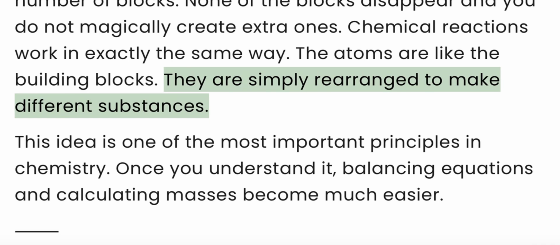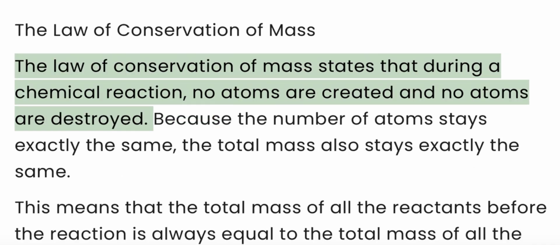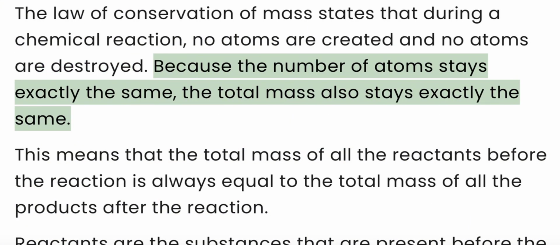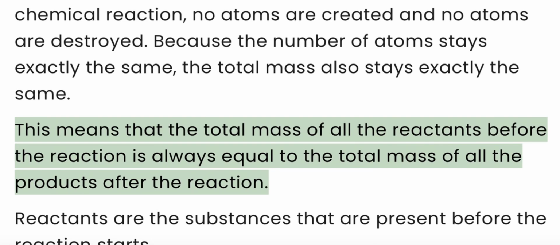The law of conservation of mass. The law of conservation of mass states that during a chemical reaction, no atoms are created and no atoms are destroyed. Because the number of atoms stays exactly the same, the total mass also stays exactly the same. This means that the total mass of all the reactants before the reaction is always equal to the total mass of all the products after the reaction.